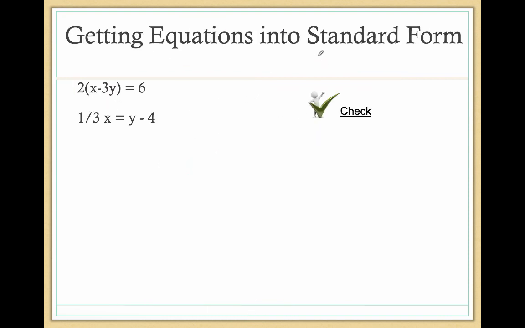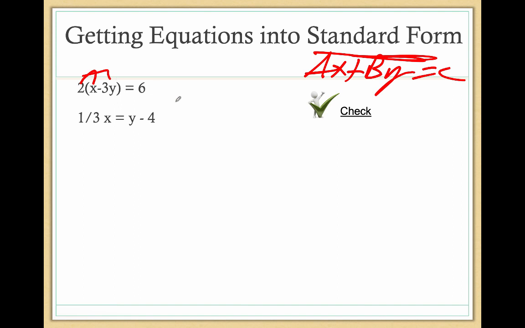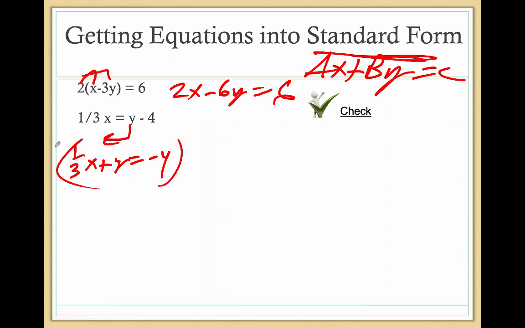Sometimes you got to put them into standard form first. What's standard form? ax plus by equals c. I would distribute this one and make it into 2x minus 6y equals 6. Great. This one, let's see. I need to bring this y over. 1/3 x plus y equals negative 4. And then I should multiply everything by 3. So I get x plus 3y is negative 12.